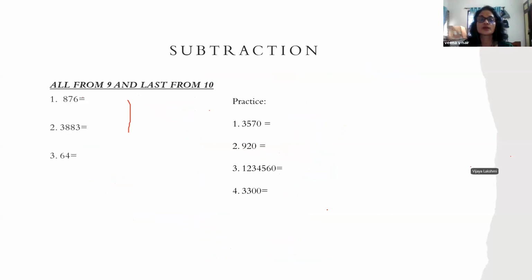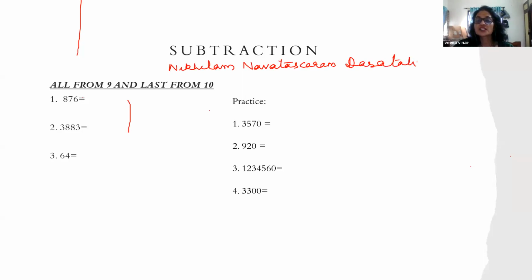Yeah. Okay. Now we are going to use a concept called all from 9, last from 10. This is a sutra called Nikhilam Navatashcharamam Dashatah. This is a sutra. You need not remember it. It's in Sanskrit. But the meaning of this is: all from 9, last from 10.